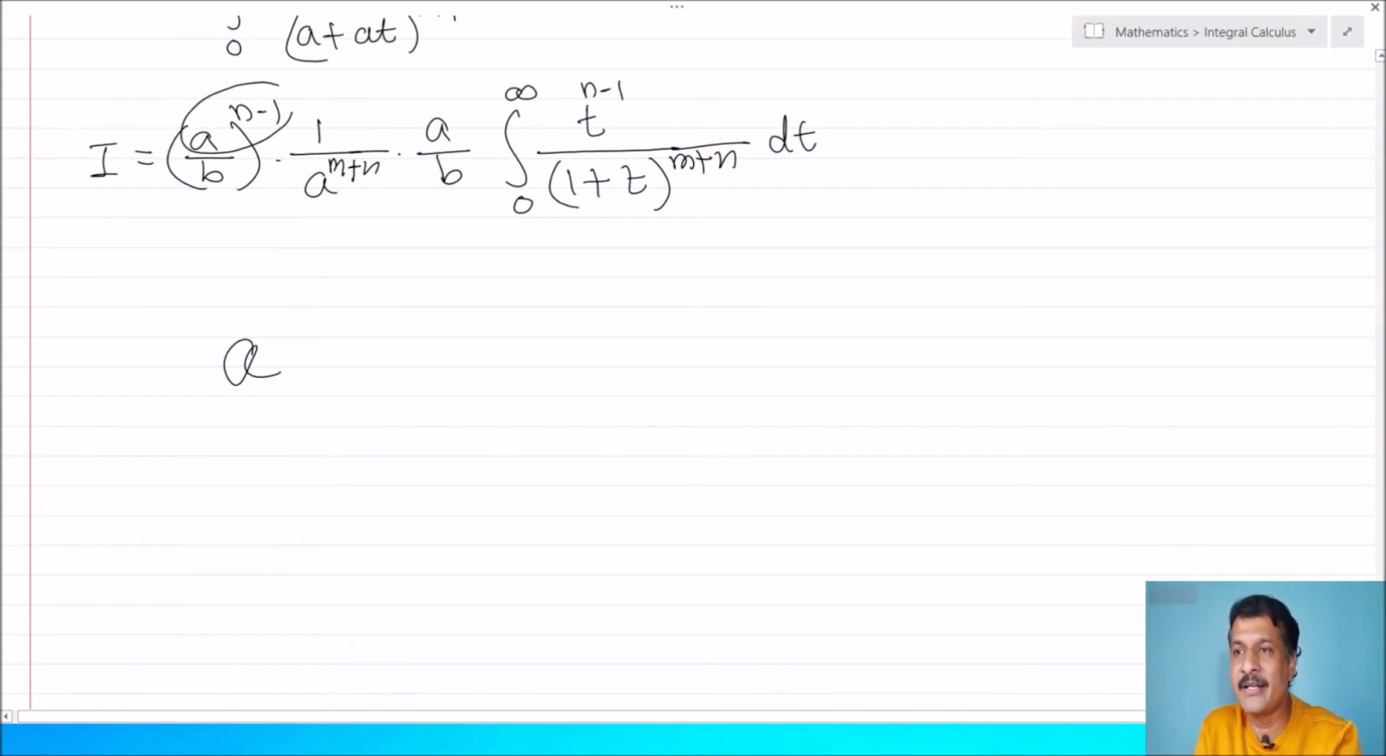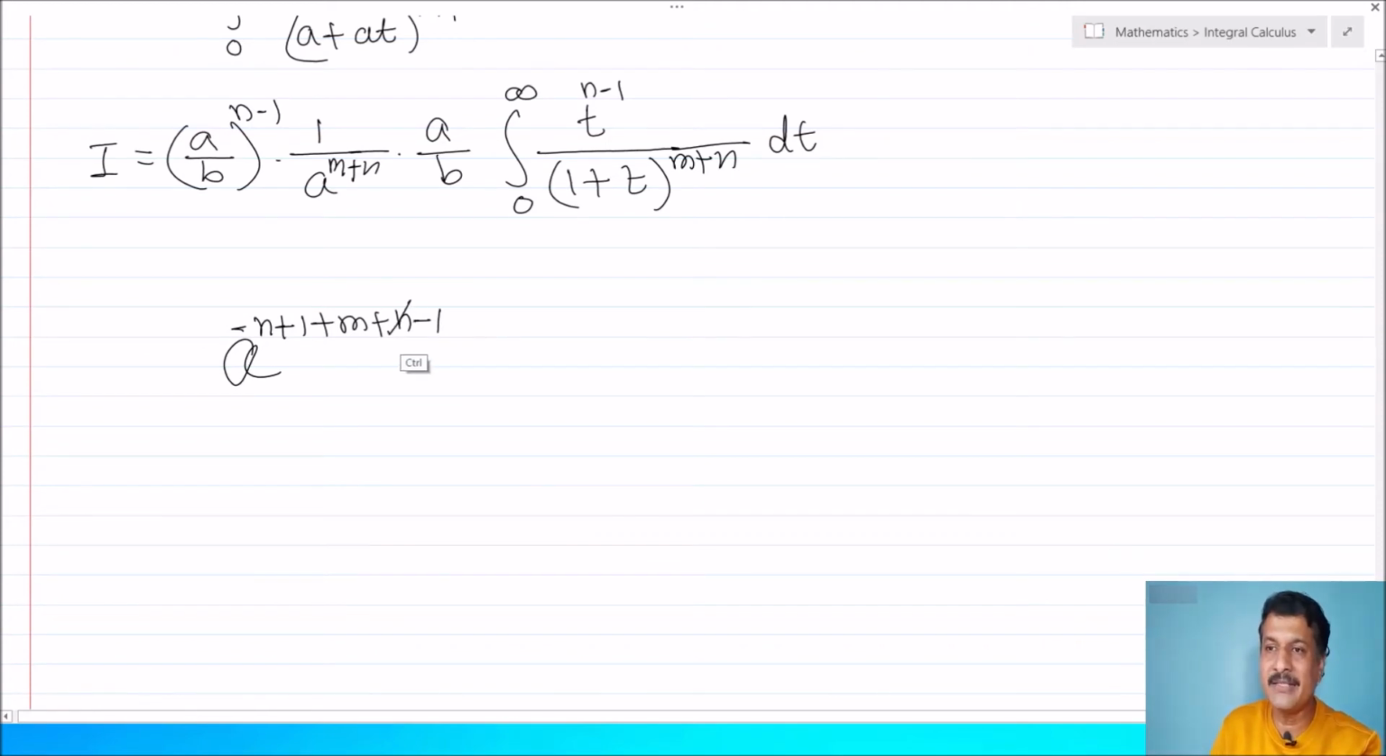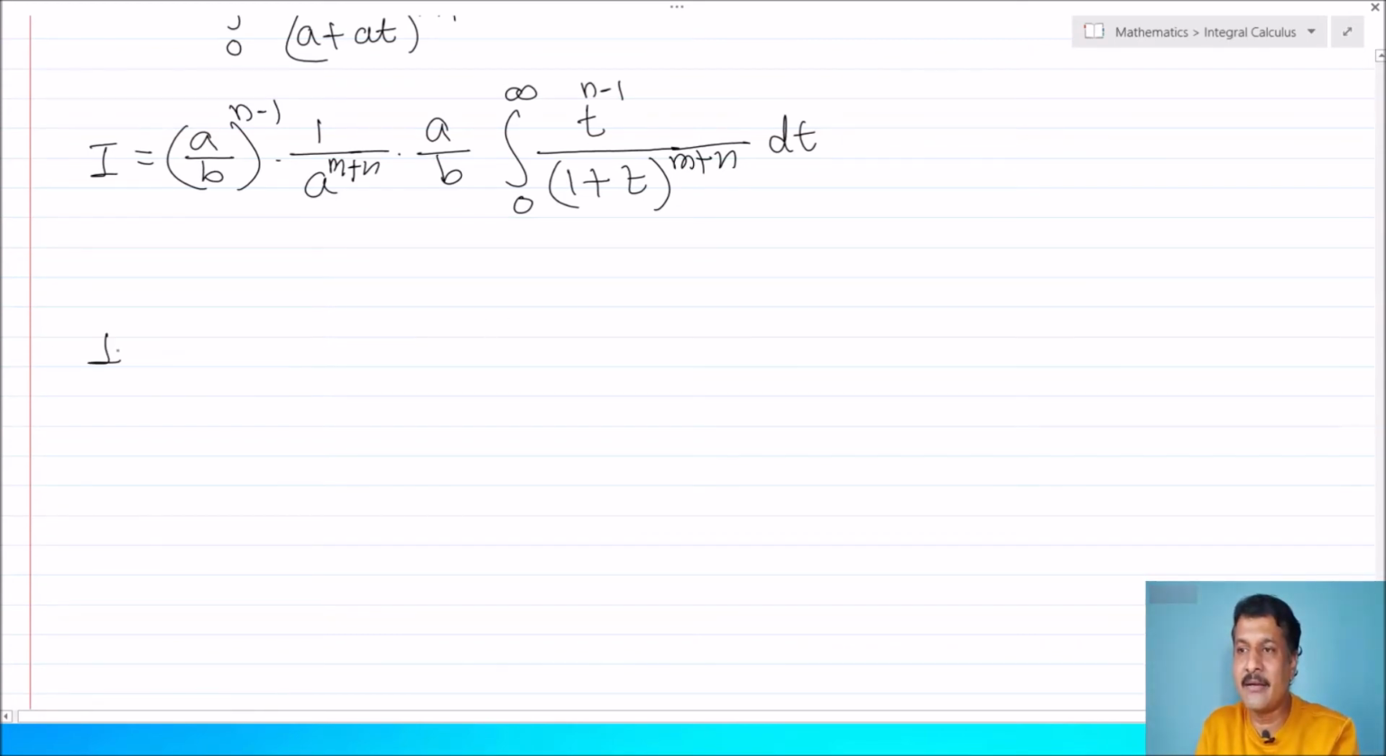In the denominator, if it is in the numerator, it will be minus n minus minus plus 1, meaning minus of this one. Now this is already in the denominator, so m plus n, and here a, but in the numerator, that is why in the denominator it is a minus 1. Simplify this: n minus n gets cancelled, minus plus 1 gets cancelled, so a raised to m I am getting. So I equals 1 upon a raised to m.